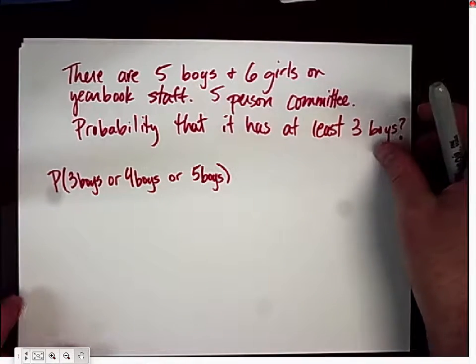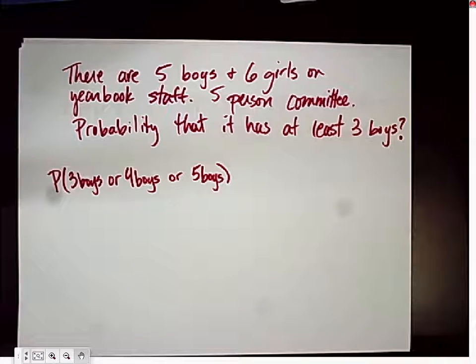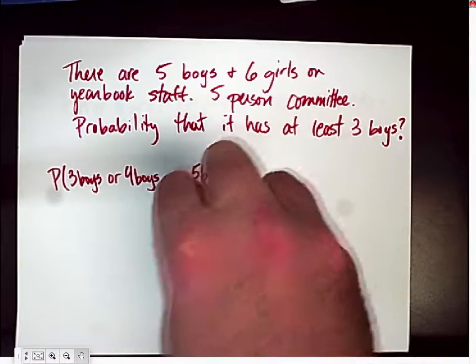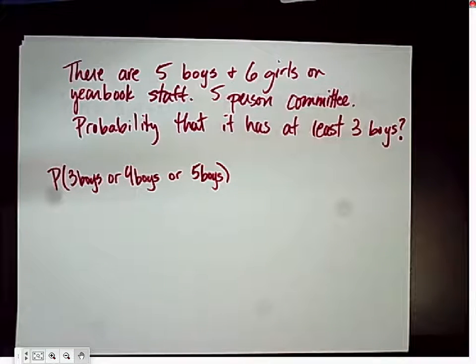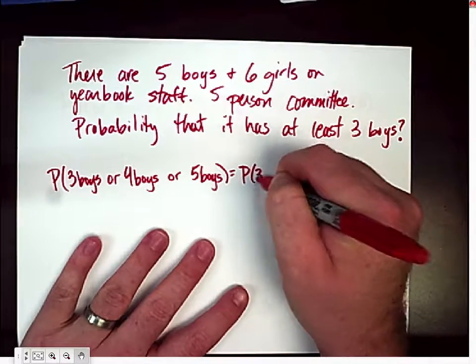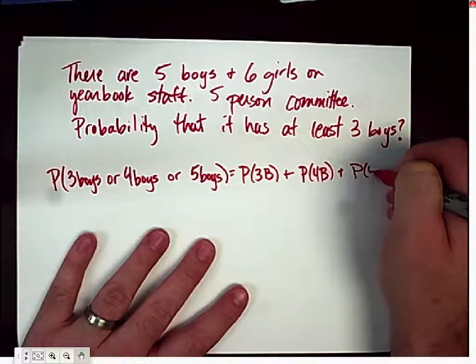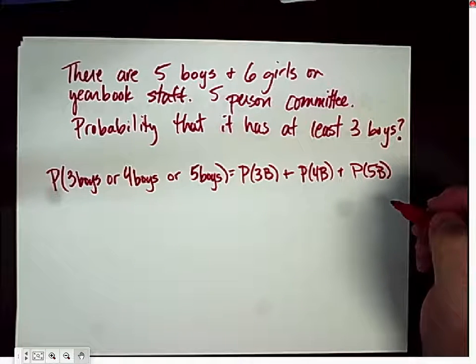So, are these mutually exclusive? If the committee has 3 boys, can the committee have 4 boys? No. If it has 3 boys, it has 3 boys and 2 girls, right? If it has 4 boys, could it have 3 boys? No. Could it have 5 boys? No, it has 4. So these are mutually exclusive. So it's just going to be the probability of the first one plus probability of the second plus probability of the third. Okay? So that's the probability of 3 boys plus probability of 4 boys plus probability of 5 boys. Okay?